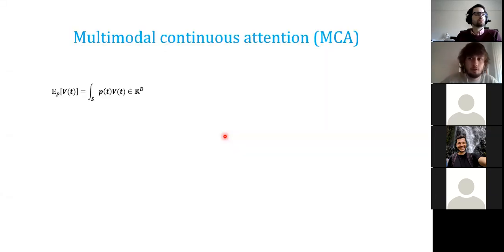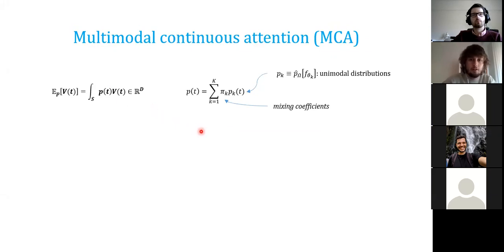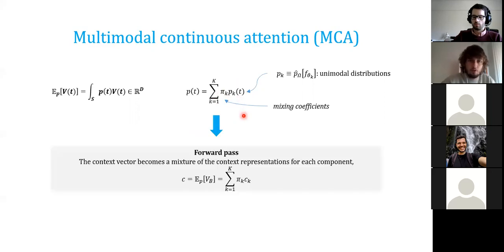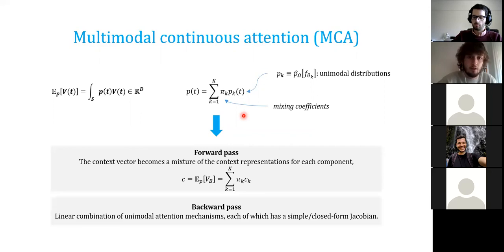So if you remember our definition of continuous attention, the output is an expectation of the value function with respect to the probability density P. And by the linearity of expectations, we can easily extend this definition to multimodal distributions that can be written as mixtures of simpler distributions. So in that case, the output of the multimodal mechanism becomes a linear combination of the outputs of different unimodal attention mechanisms. And the same thing happens in the backward pass.